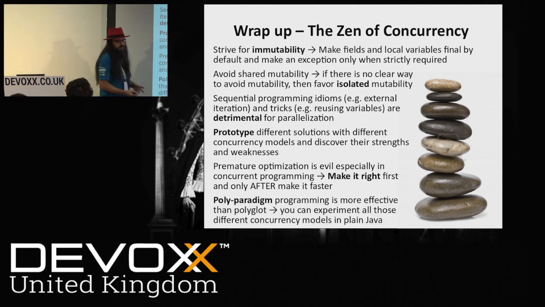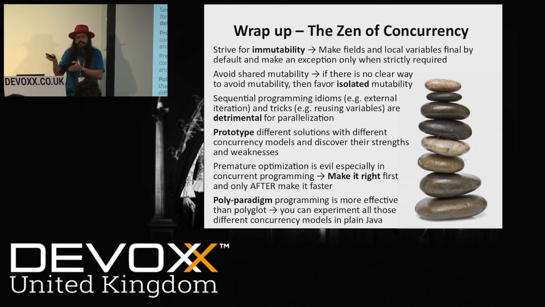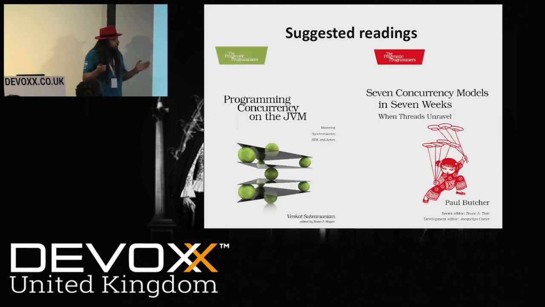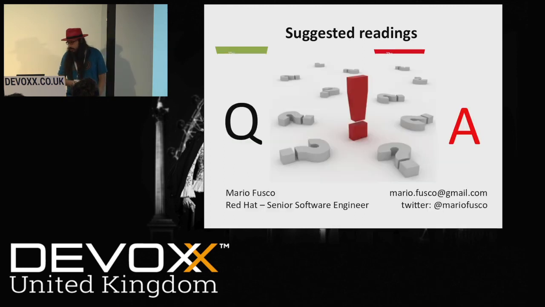And the last thing is that, as you can see, in Java you can have 6 or even more different concurrency models. So it's more important to be a poly-paradigm programmer, to know multiple paradigms, because you can use all these paradigms with one single language. Okay. And that's all. If you want to know more about this topic, I suggest you these 2 books.